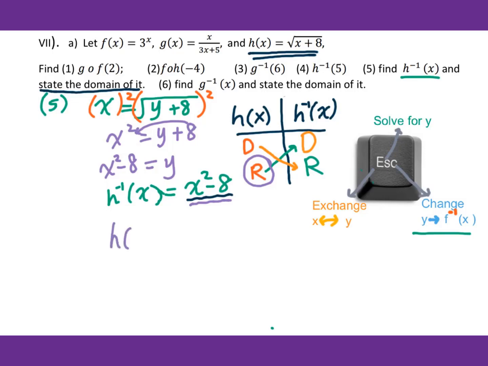For h of x equals square root of x plus 8. Whenever you say square root, that means greater than or equal to 0. Therefore, range for h of x, that is y greater than or equal to 0. In other words, for inverse of h of x, domain will be x greater than or equal to 0.